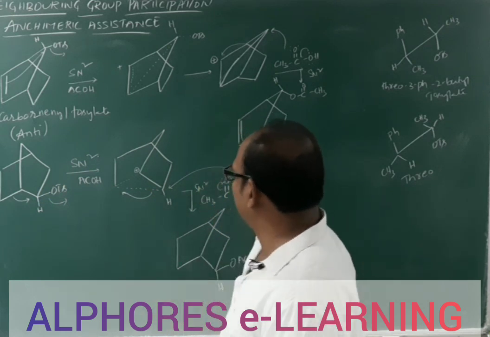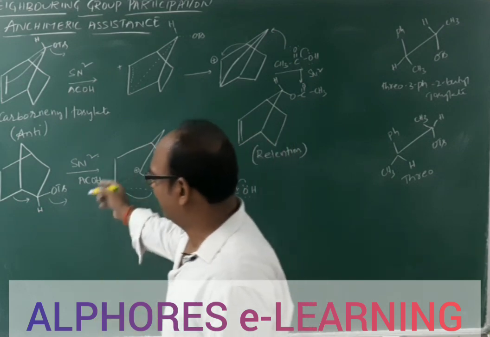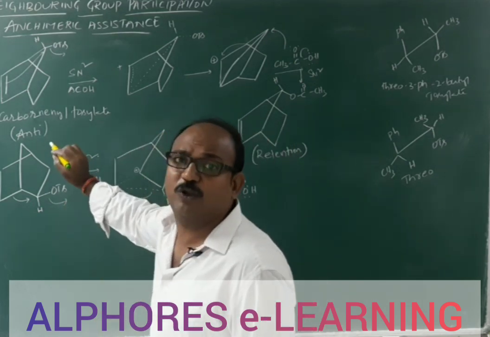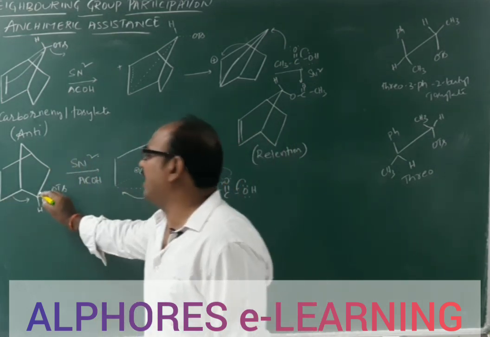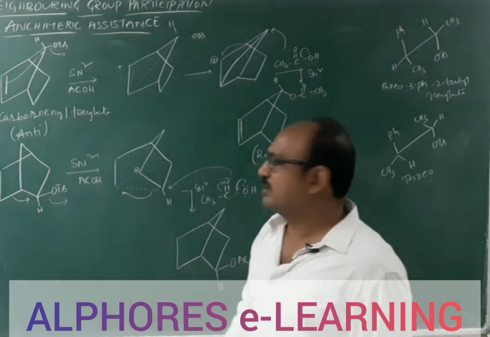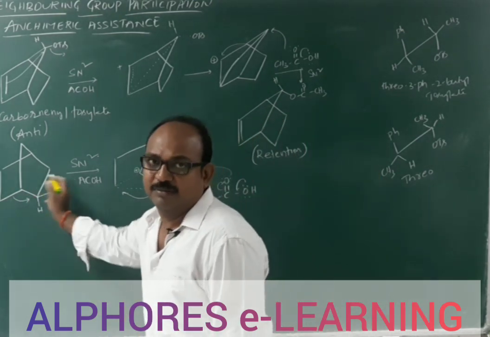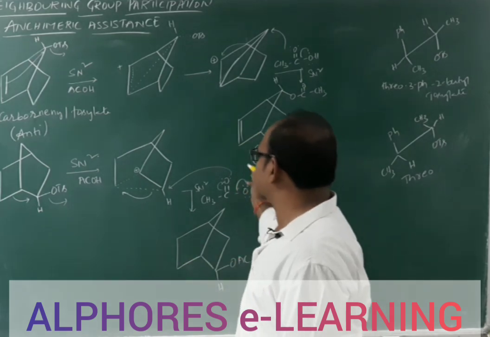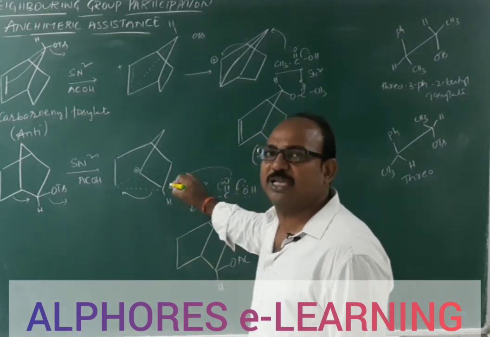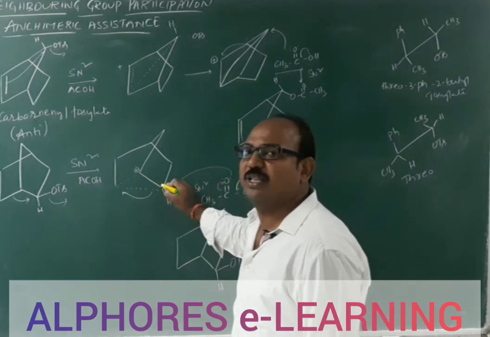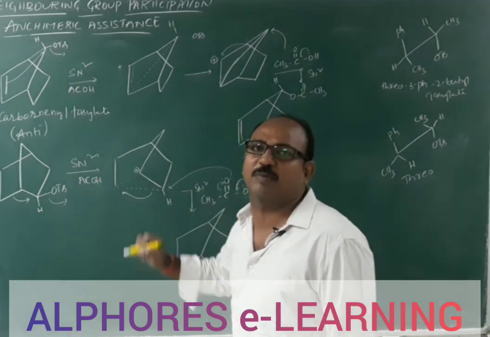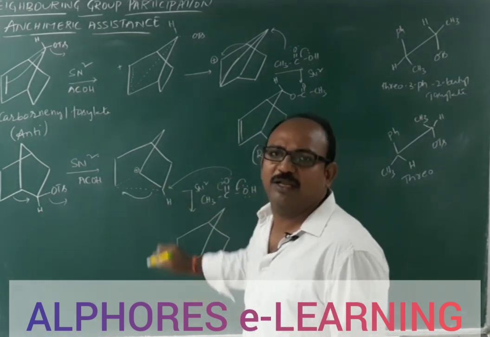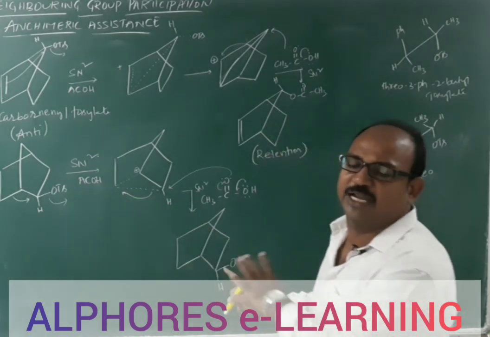Here we need to consider only the leaving group. In the first step OTS is the leaving group. With respect to this OTS, the sigma bond electrons are shifted towards this one, so these 2 are anti. And now the CH3COO minus is approaching in this direction. With respect to this one, the sigma bond electrons are shifted towards this carbon. Again these 2 are anti. Twice anti, you are getting the same retention of configuration.